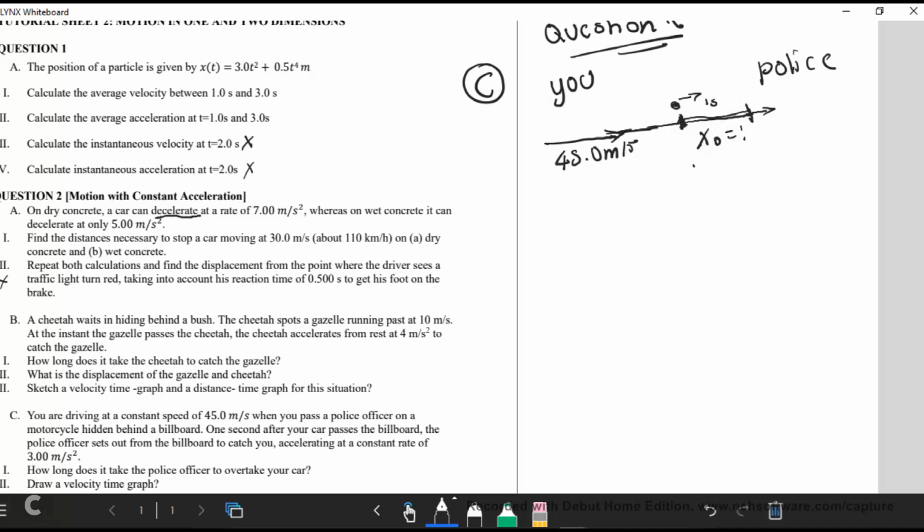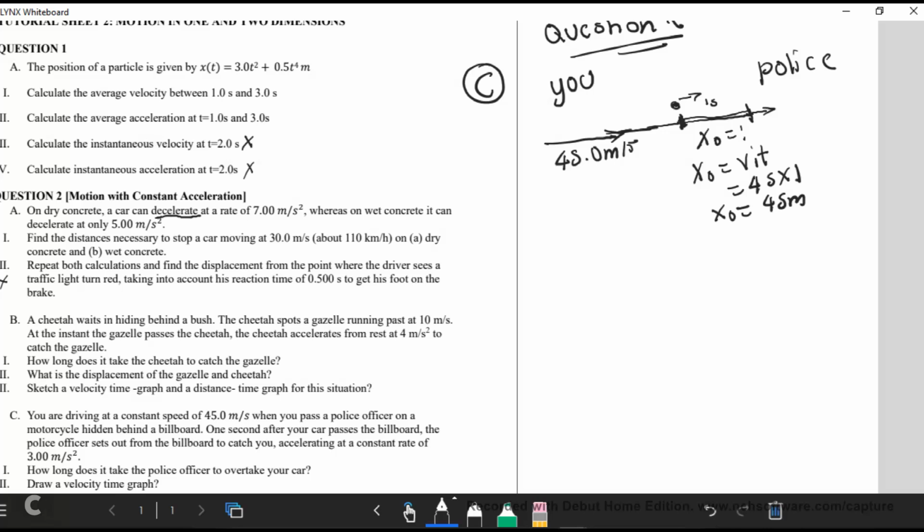That's where you can say initial velocity is equal to vt, like that. What was the displacement that this guy was traveling, which is 45 times 1 second, such that it will be 45 meters. You left the police officer 45 meters away from you. So if you left this police officer 45 meters away from you, that's your initial displacement.